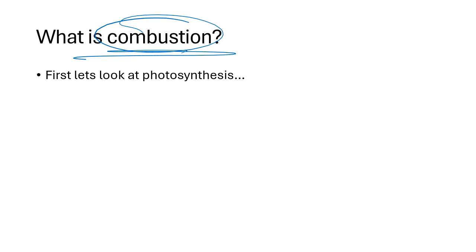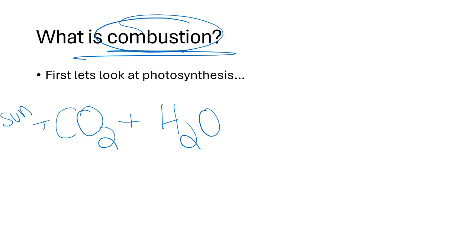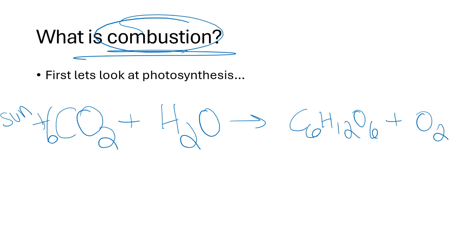And usually this helps out, where combustion is somewhat of the opposite of photosynthesis. So we know that plants take in carbon dioxide. Plants also need water, and then the sun. And they produce C6H12O6 and oxygen gas. To balance this, let's balance non-hydrogen, non-oxygen atoms first, then hydrogens and oxygens. And so this is photosynthesis.